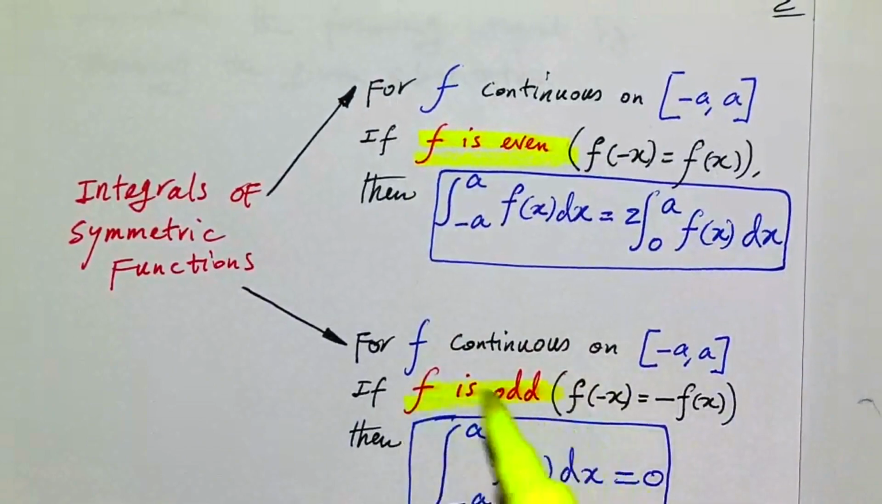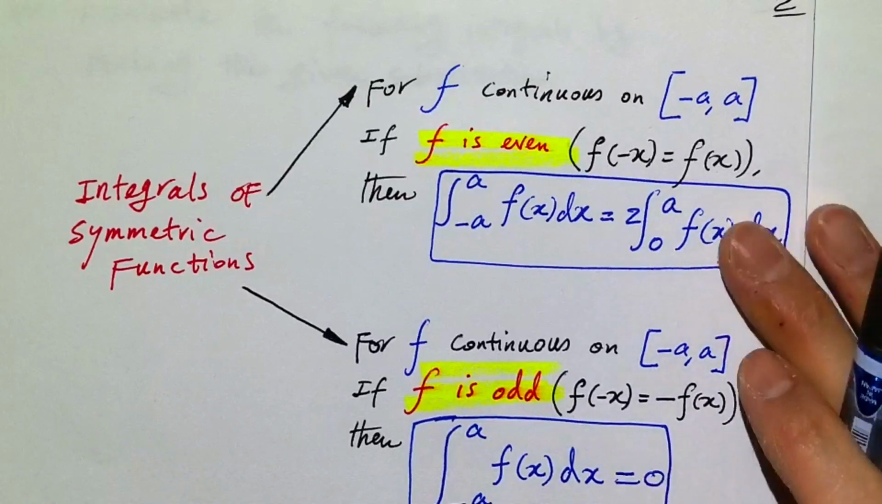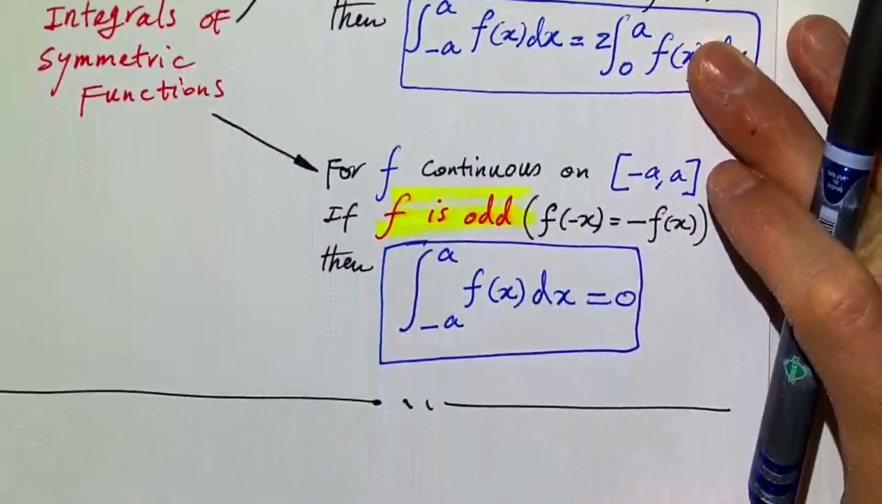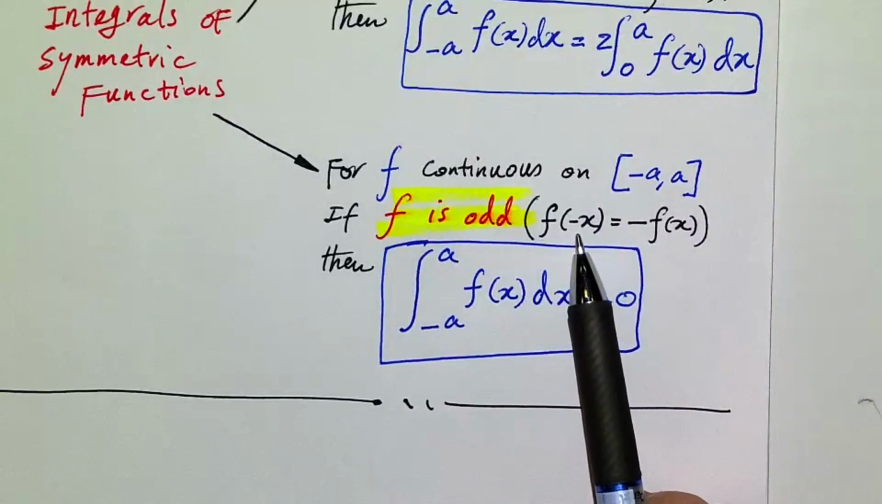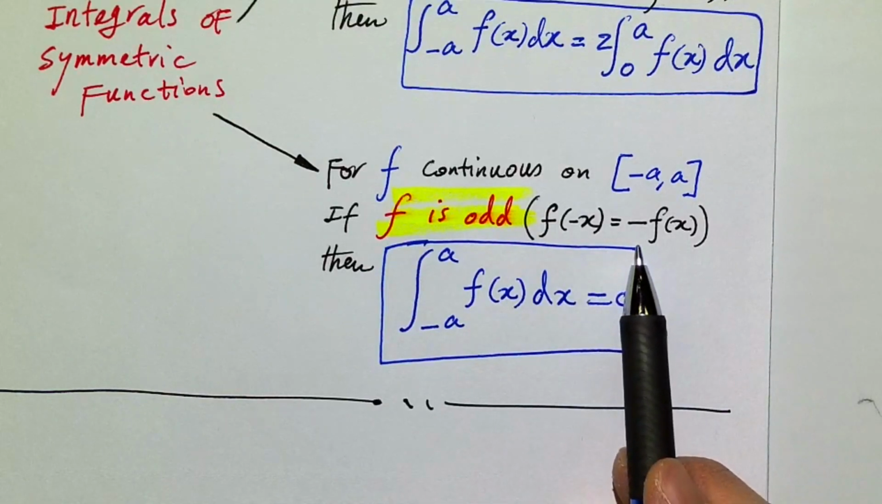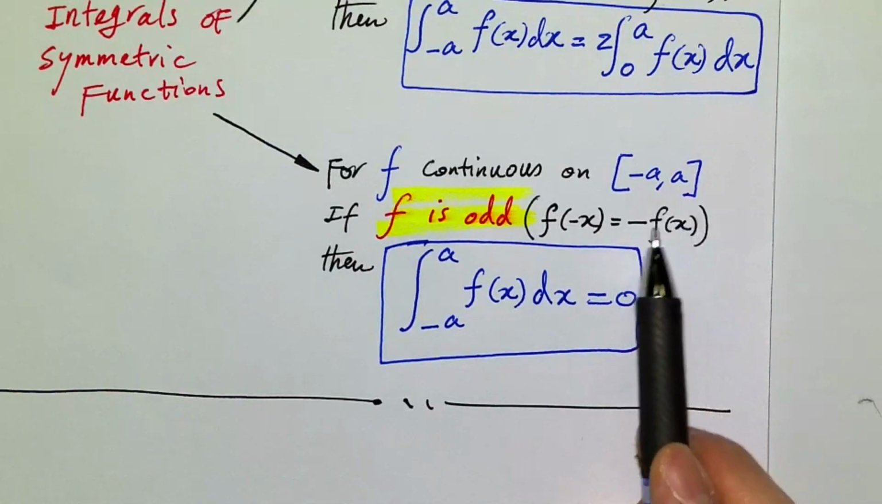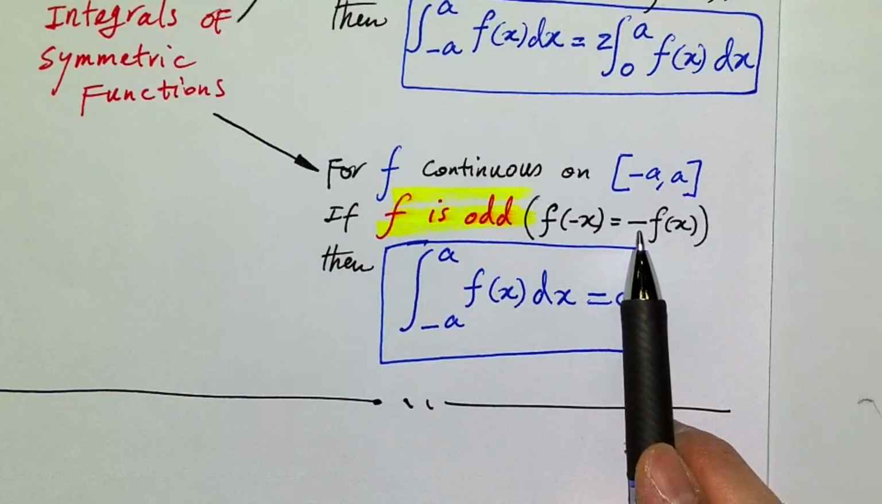Now, if f is odd, again, we talked in previous classes about what we mean by an odd function: if you replace x with minus x, or replace 2 with minus 2, then the value of the function changes such that it's as if you multiply that whole original function by a minus 1.